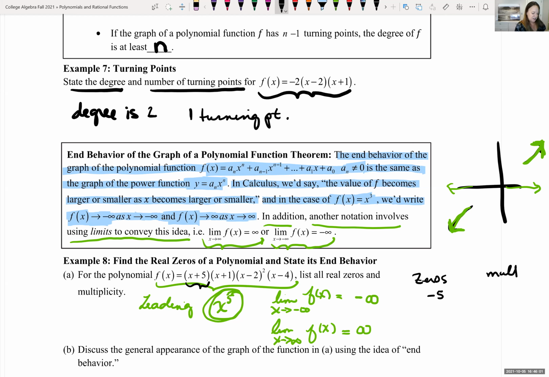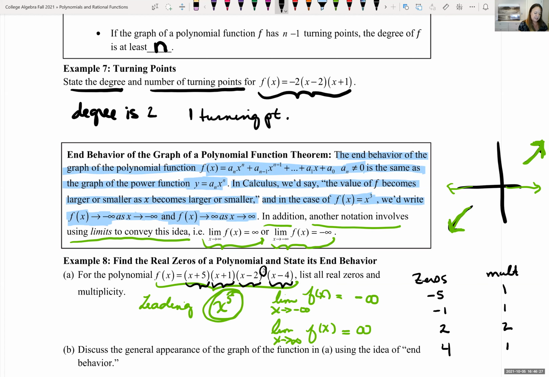Multiplicity, well, there's no exponent, so it's just 1. x plus 1 is 0 and x is negative 1, and multiplicity is 1. x minus 2 is equal to 0 and x is 2. We have an exponent here, that's multiplicity 2. And x minus 4 is equal to 0 and x is 4, multiplicity 1.